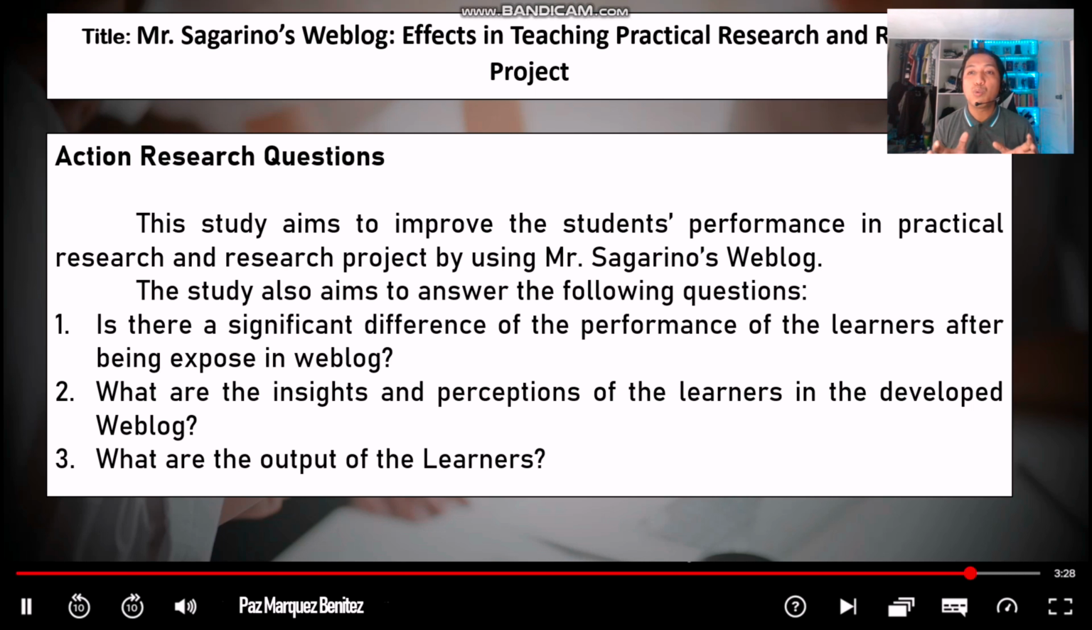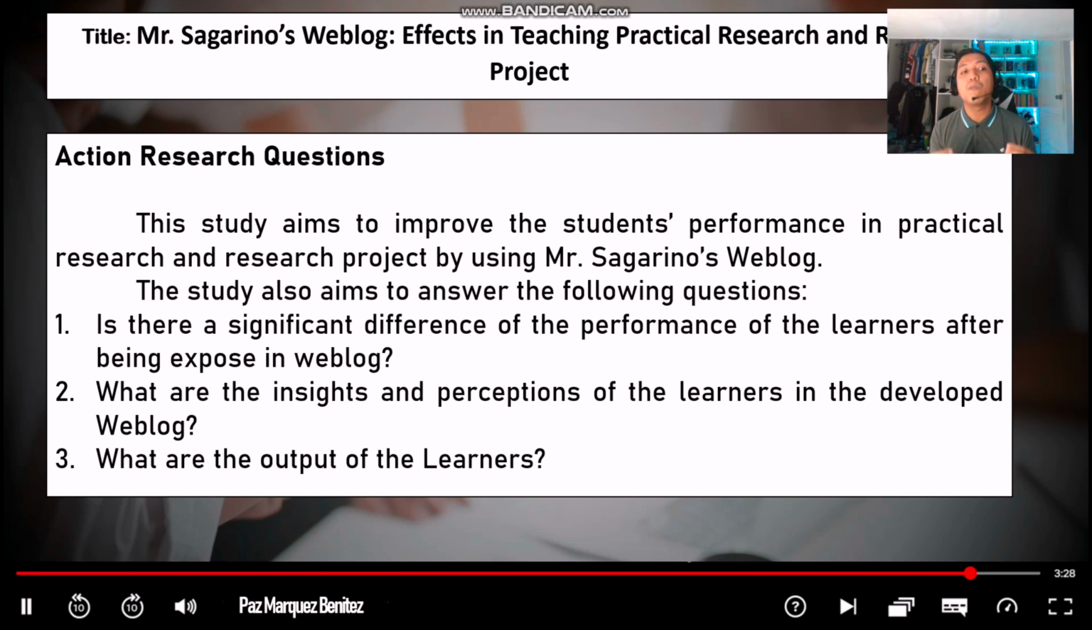If you notice, there is no control and experimental group here. So all of them, I used the innovation on, which is the weblog. All of my students were given the weblog. So my data is only their pre-test and post-test.